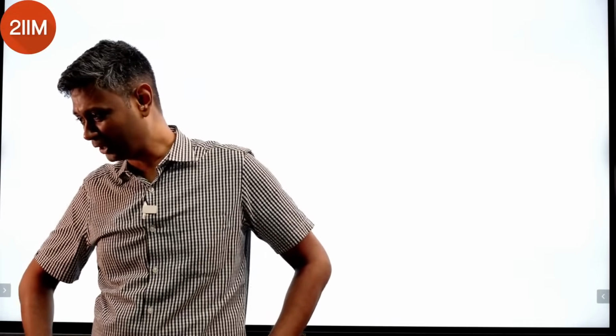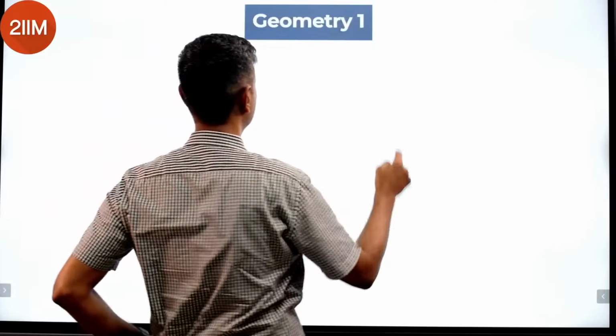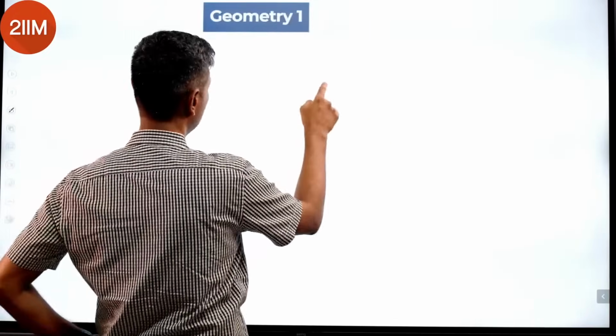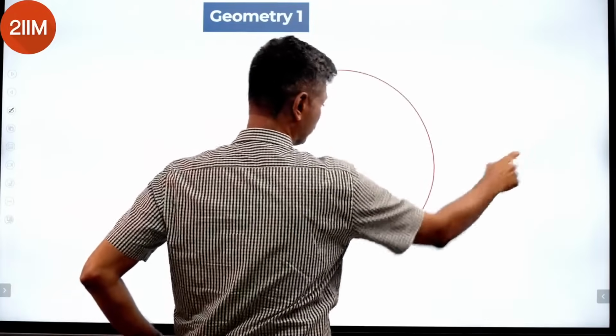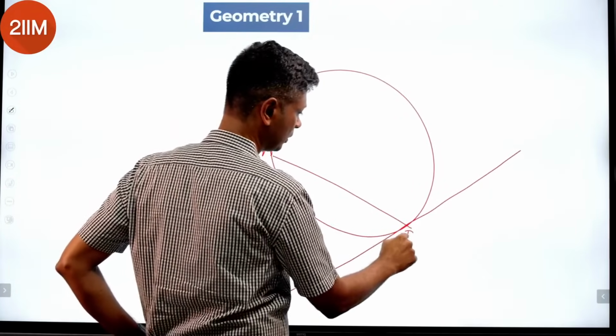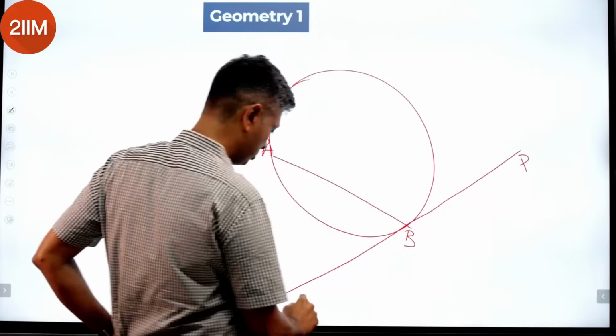Couple of ideas in geometry, and then we'll be done with it. One very simple, very nice idea. It's a proof actually. I'm sure several of you have heard of this proof. I have a chord AB, the tangent PBQ.